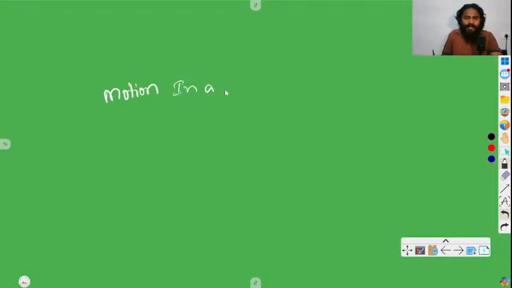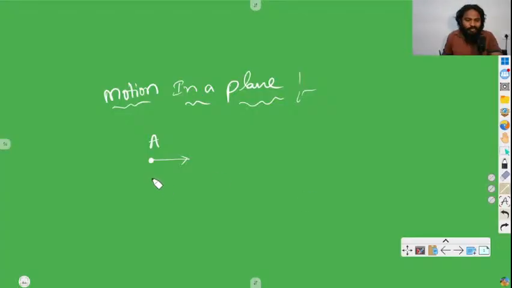Motion in a plane, right? So here, for example, we have a particle which is moving in a straight line, right? Now, to study the motion of this particle, from the Cartesian coordinate system, you require only one axis, like it may be the x-axis, y-axis, or maybe z-axis.